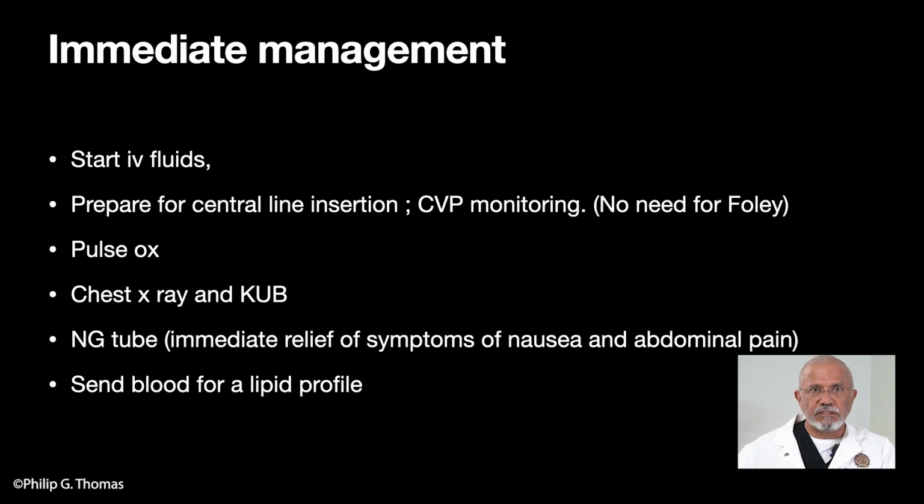The immediate management in this patient was to start IV fluids and prepare for a central line insertion so that we could monitor CVP if we needed to. I elected not to put in a Foley catheter to continuously monitor his volume status. Putting on a pulse ox was easy. We got a chest x-ray and a KUB as I had mentioned, put in an NG tube and sent blood for a lipid profile. By this time, we had the CDs of the CT scan done at the outside emergency room, and we ran it through our system to look at the CT scans and see what had made the radiologist report this patient as acute necrotizing pancreatitis.